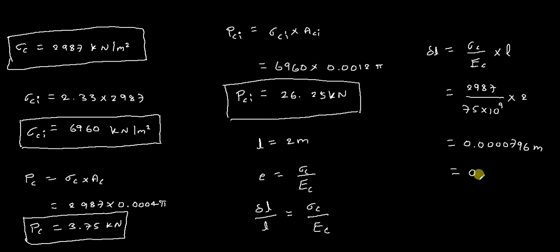So then 0.0796 mm is the compression that has happened in the compound bar. This is the way of solving problems related to compound bars, in which we basically need to find the load shared by the two materials and the deformation that has taken place after the application of the load. This deformation is the same for the two materials because both are tightly connected together.